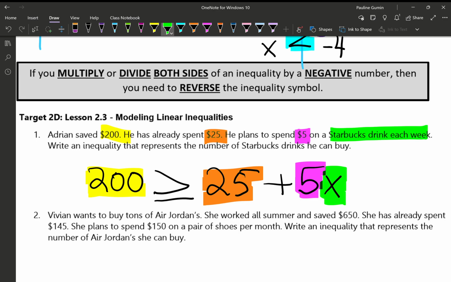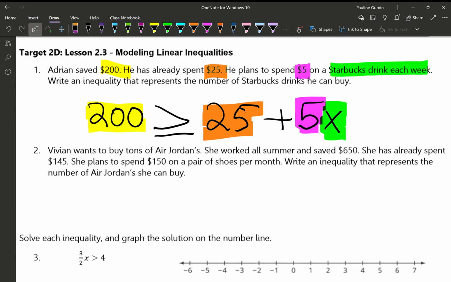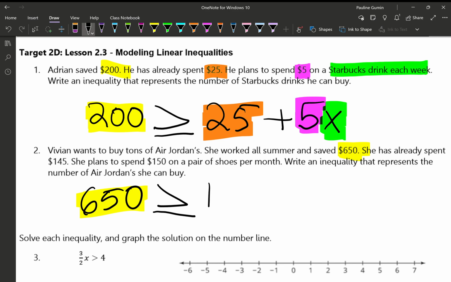All right, let's take a look at Vivian. Vivian wants to buy tons of Air Jordans. Apparently she's made of money. She worked all summer and saved $650. She already spent $145 and plans to spend $150 on a pair of shoes every month. Let's write an inequality. First, Vivian saved $650. Can she spend more than $650? No. So whatever else we write must be less than $650. Can she spend all of her money? Why the heck not?